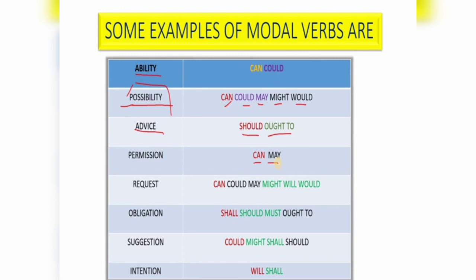Great. And then if you want to request something from someone, you can use can, could, may, might, will, and would. An obligation is shall, should, must, ought to. And again, suggestion. You can use could, might, shall, and should. Again, if you have an intention of doing something, you can use will and shall.